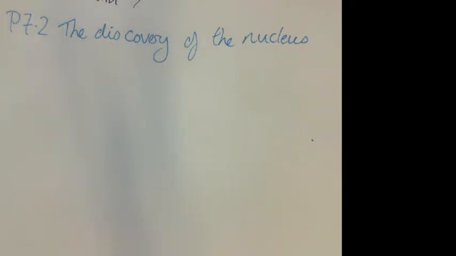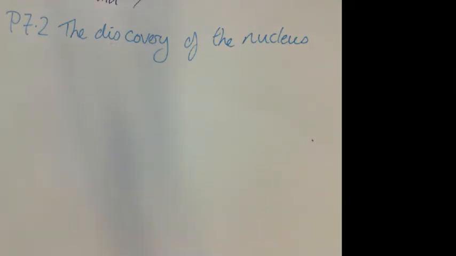So P7.2, discovery of the nucleus. Now this is an absolutely crucial experiment that you need to know about. It comes up on both your chemistry and your physics. In chemistry they call it the gold leaf experiment. In physics we call it the Rutherford scattering experiment.